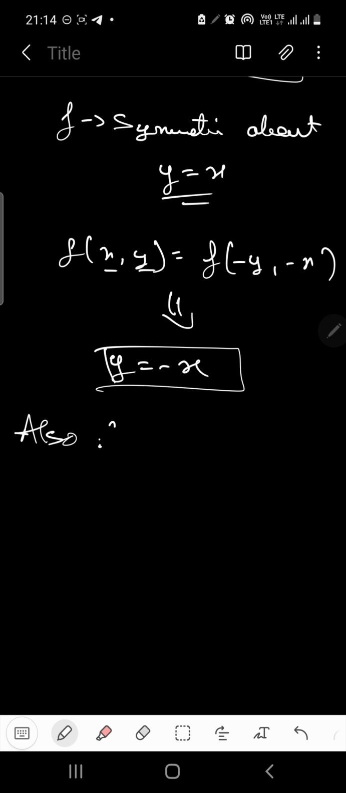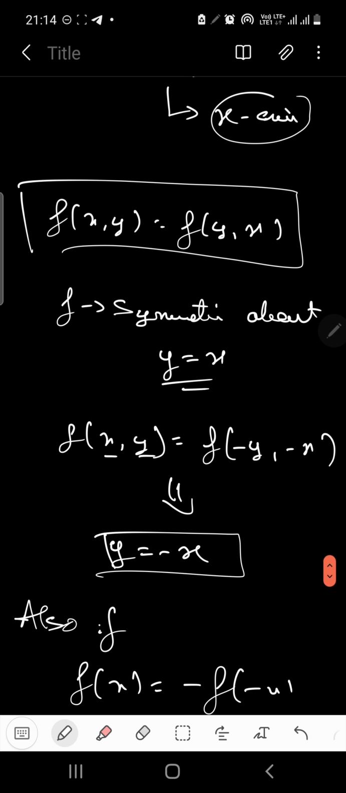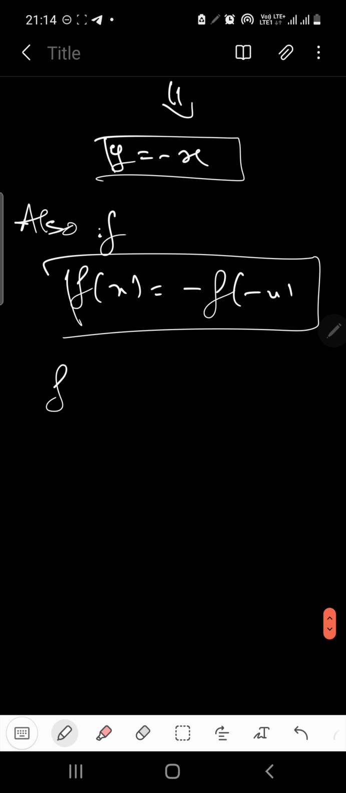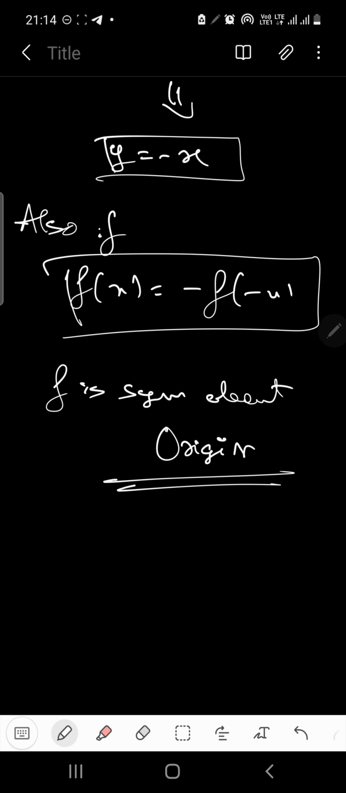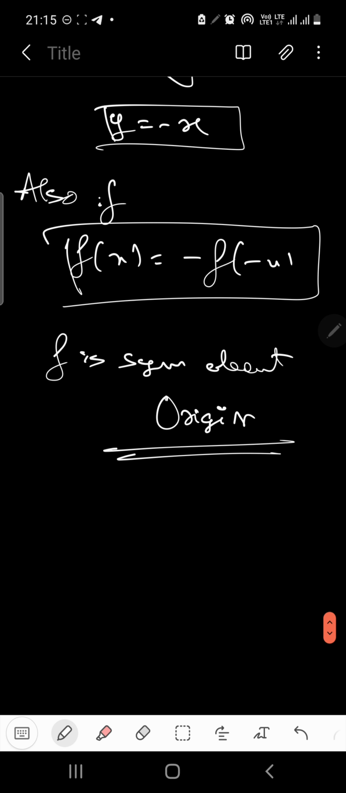Also, if f(x) equals minus f(minus x), I think I have written this. Oh no, I have not written it. If this condition is satisfied, then f is symmetric about the origin. Clear? So these are the cases of symmetric nature, whether it is symmetric about the x-axis, the y-axis, the line y equals x, the line y equals minus x, or the origin. I guess it's clear.